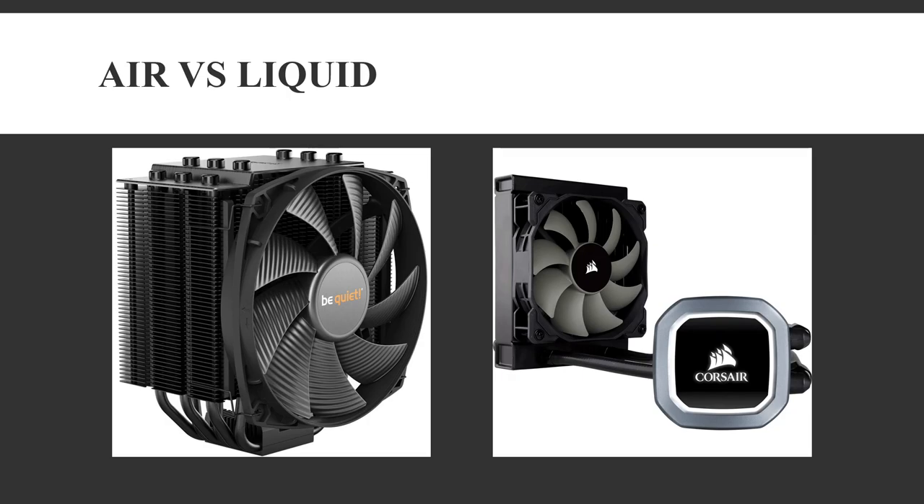On our left is an air cooler by Be Quiet, and on our right is a liquid cooler by Corsair. If we look at the Be Quiet cooler, it's an air cooler. You can see there are heat pipes, a fan, and then that giant fin stack. Once again, there's a ton of really thin fins stacked very tightly on top of each other so that there's as much surface area as possible.